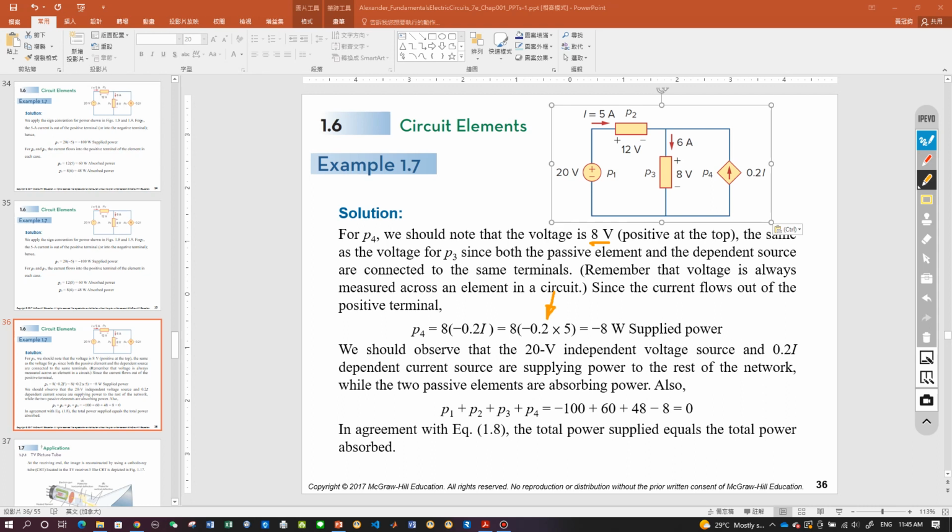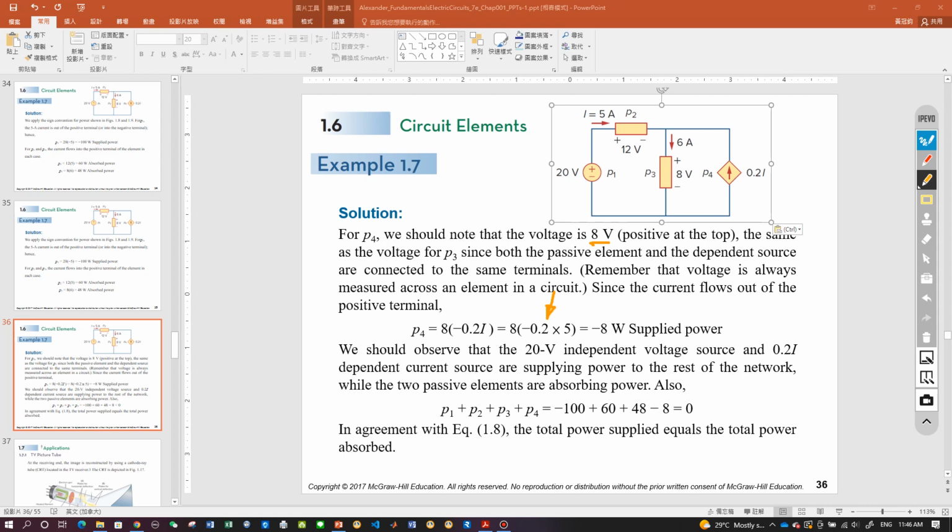Because we know this is 8 volts, is there any component here? There is nothing in between, so this side should also be 8 volts. This is easy. Positive top, and the same as the voltage of P3, since both the passive element and the dependent source are connected to the same terminal. Remember the voltage is always measured across an element in a circuit.